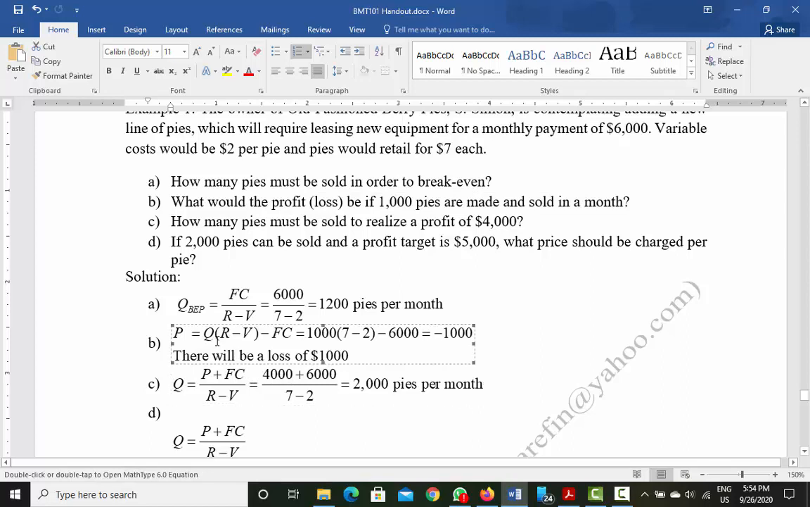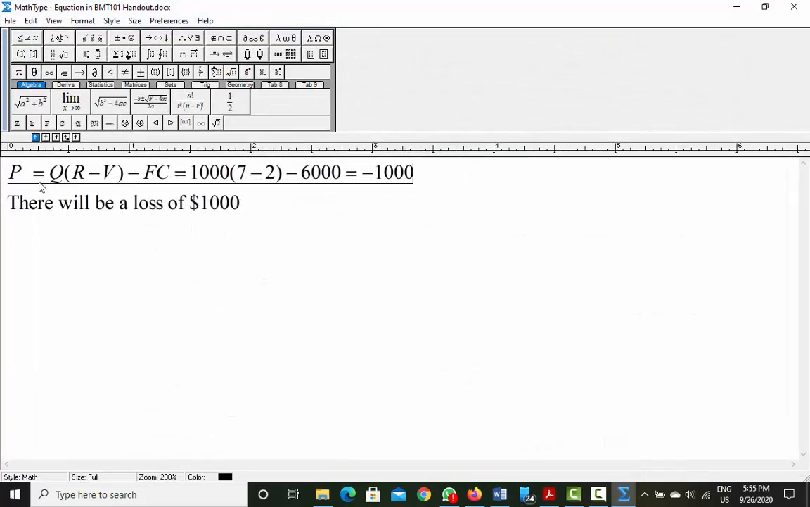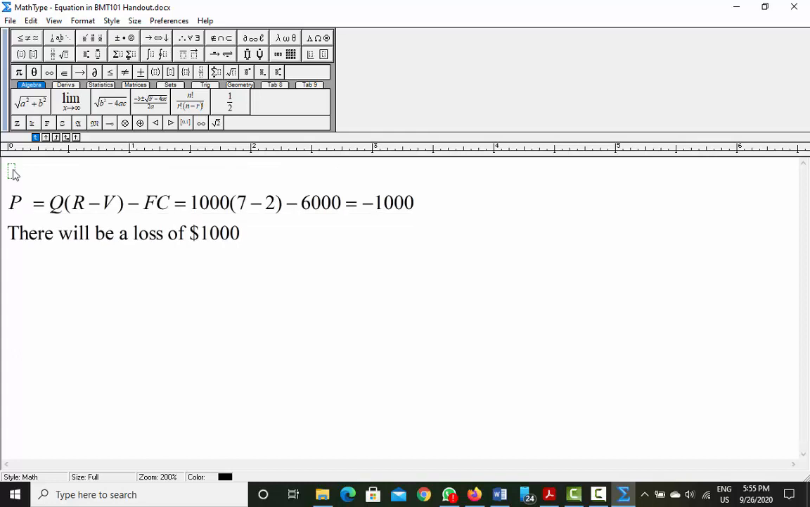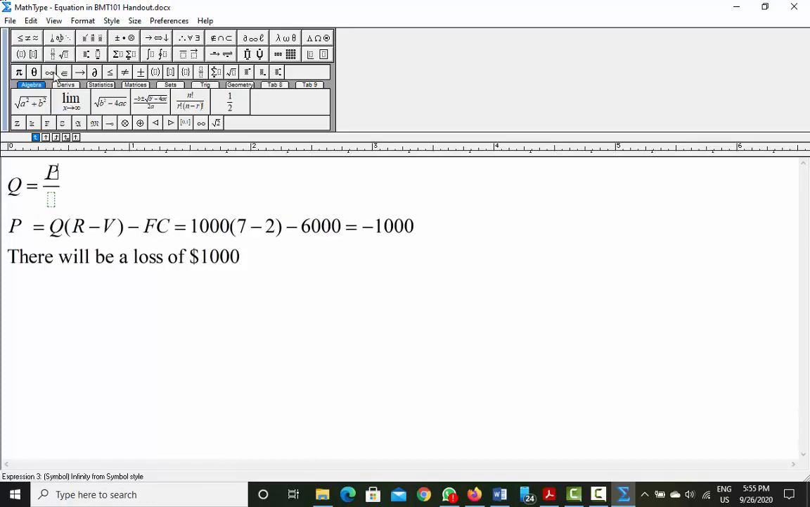Next question. The formula is Q is equal to profit plus fixed cost, divided by R minus V. As I told you, you can just remember one formula. If you remember only this formula, that is good enough.